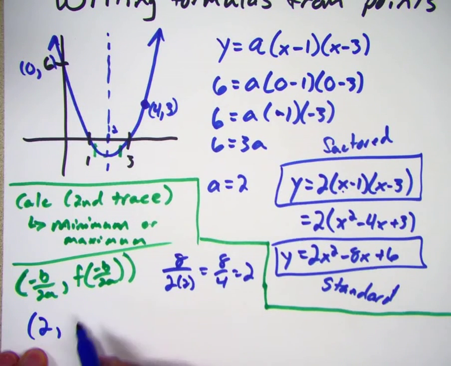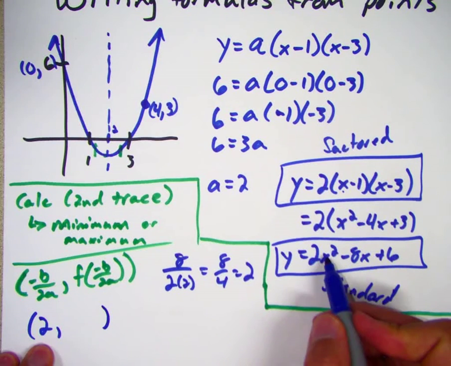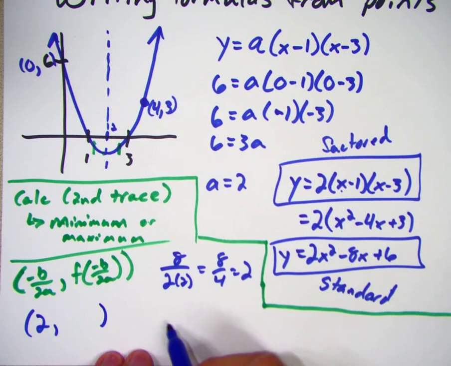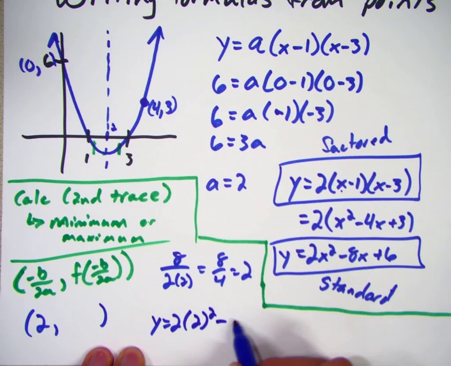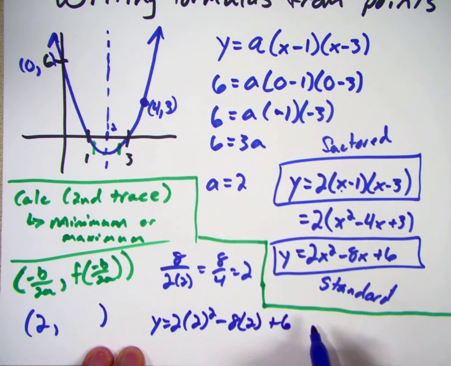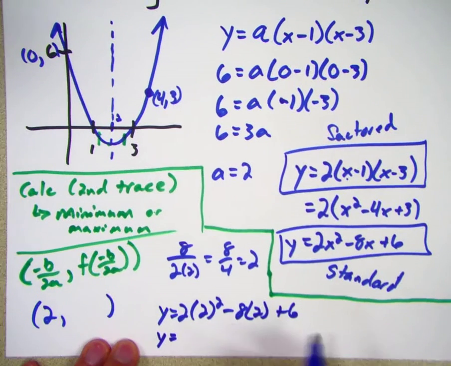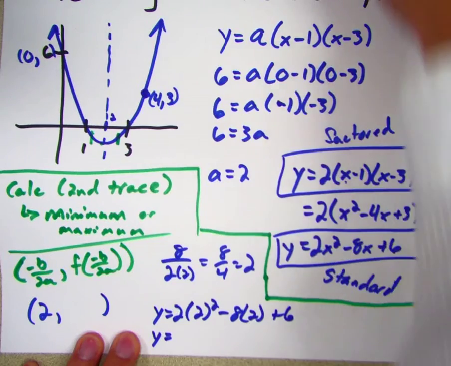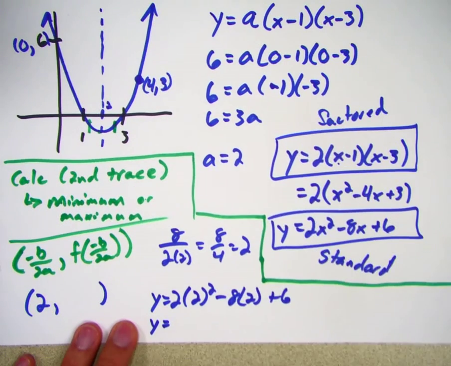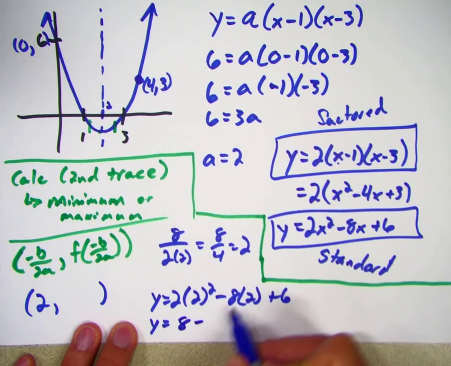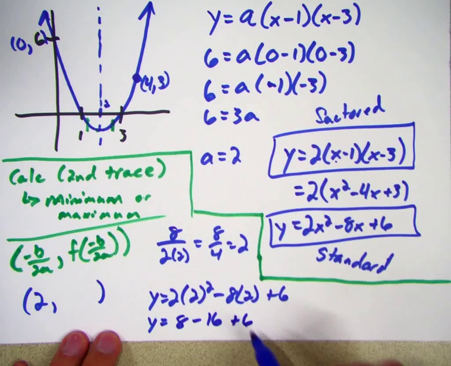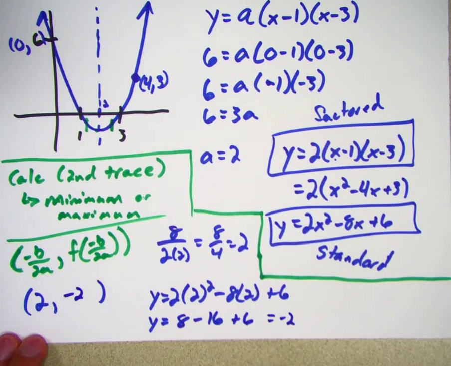And then to find out what my y-coordinate is, I'll put 2 into this function. So I'm going to do y equals 2 times 2 squared minus 8 times 2 plus 6. So this is going to be 2 squared is 4 times 2 is 8 minus 16 plus 6. And when I work that all out, I'm going to get negative 2. So 2 comma negative 2 would be my vertex.